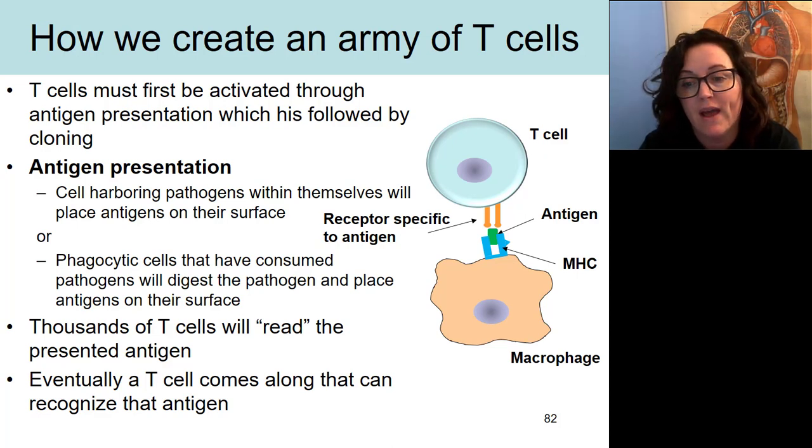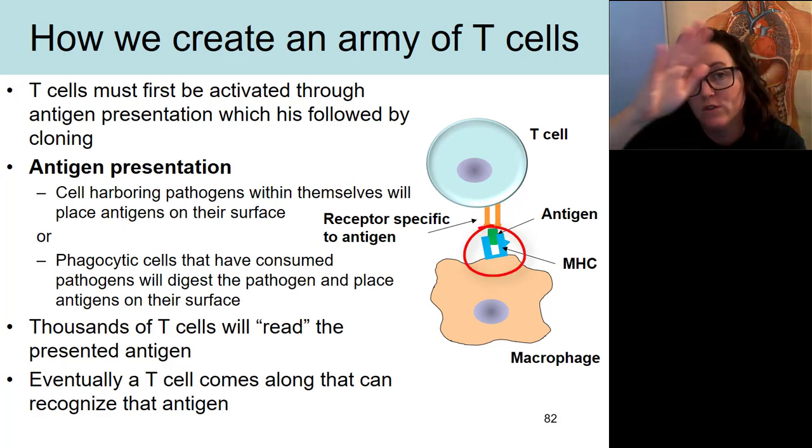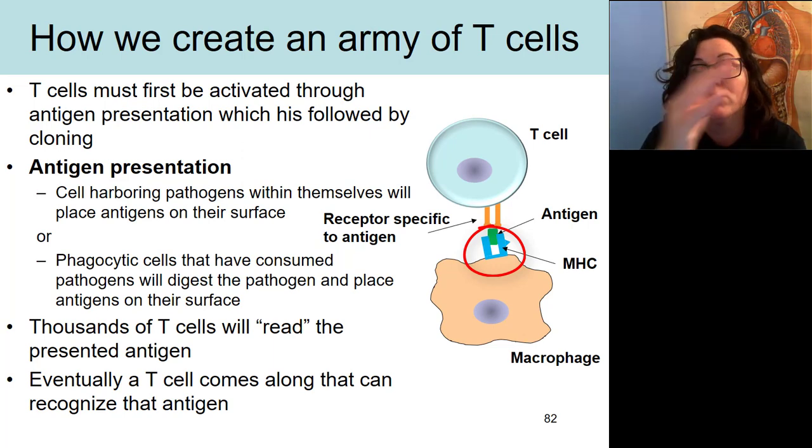Certain cells are going to act as antigen presenting cells. Typically, cells harboring pathogens within themselves will place antigens on their surface. So basically, if you have a cell that's infected with a virus, that cell will take some of the viral antigens and put it on its surface, presenting the antigen to the outside world. Another way we can present antigen is to use those phagocytic cells like neutrophils, macrophages, and dendritic cells. Those phagocytic cells gobble up the pathogen, digest it, and then take some of the little bits and pieces of the pathogen and put it on the surface of itself, presenting the antigen.